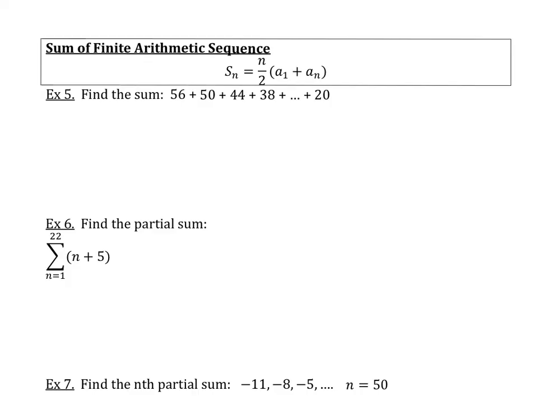Okay, now let's try the formula. And yes, I think we are going to give you the formulas on the test. Okay, so what does this say? It says find the sum of 56 plus 50 plus 44 plus 38 plus and so on, down to 20. And yes, I know you could put all of those terms in the calculator, which is why I will make sure on the test it's something you can't evaluate on your calculator.